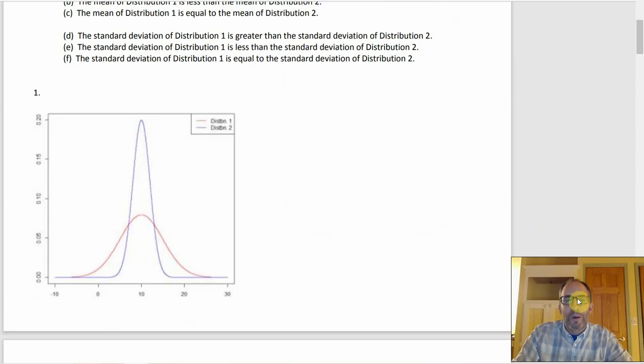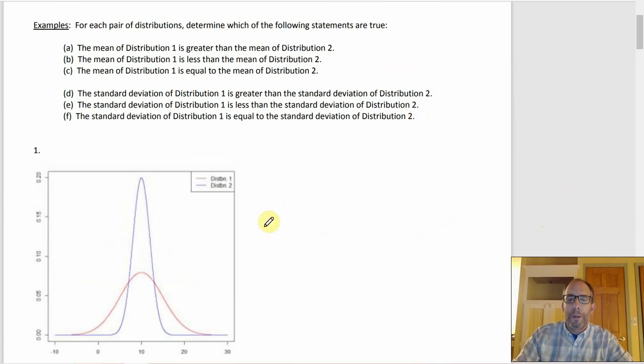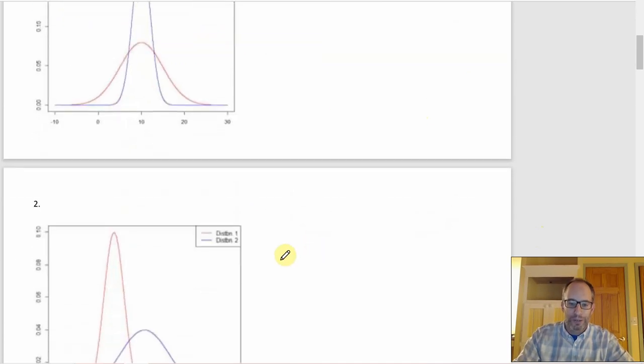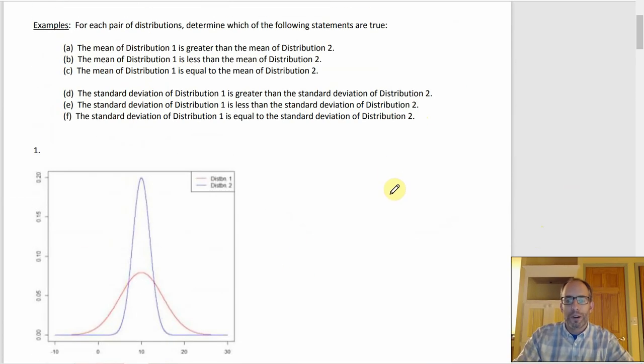All right, so what we're going to do is for each of these, so there's one here, and then if I scroll down, there's one on the next page too. We're going to figure out what's the relationship between the two means and what's the relationship between the two standard deviations. So I put a little key up here in the corner of the picture. The red one is distribution 1 and the blue one's distribution 2. So the mean is where they're centered. And if we look at both of these in this picture, it looks like they're both centered at 10, right? Like the top of the hump is where they're centered since it's a perfectly symmetric shape.